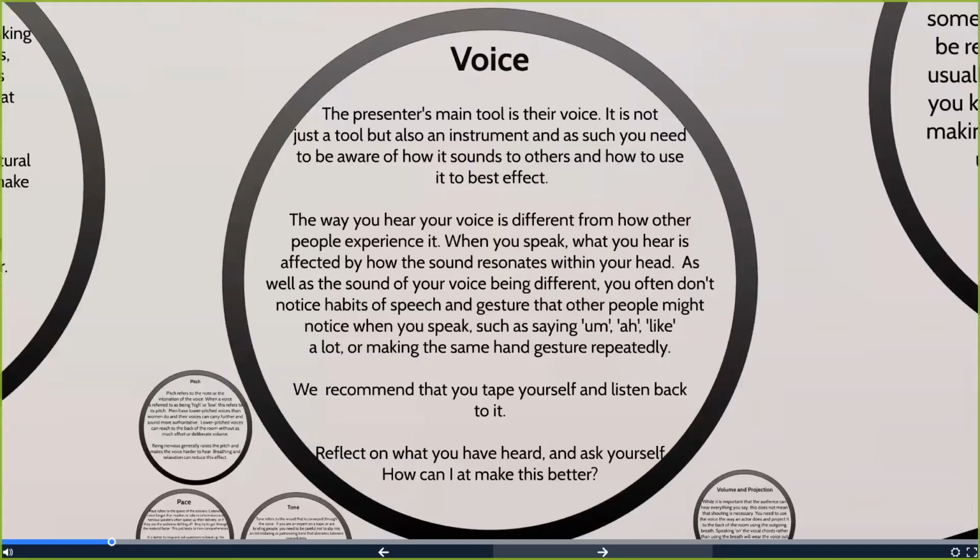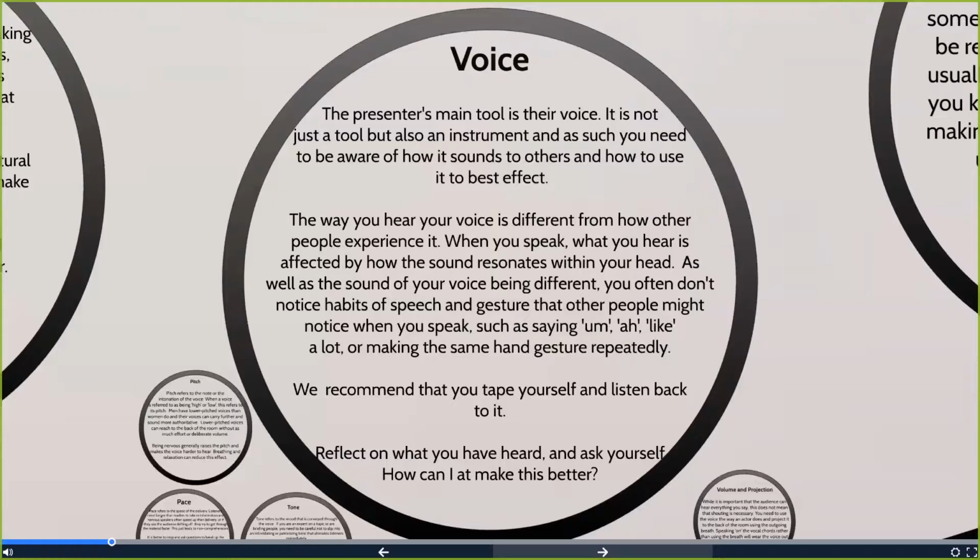You often don't notice habits of speech and gesture that other people might notice when you speak, such as saying "um" or "like". I never realized how much I can say it until I go through these presentations. And as I say before, it drives me absolute nuts. And likewise, if you get to watch yourself with video, it's amazing how often you can repeat certain hand gestures. Without a doubt, while I'm presenting these webinars to you guys, it's amazing how much hand movement's going on, like I'm actually presenting in a classroom.